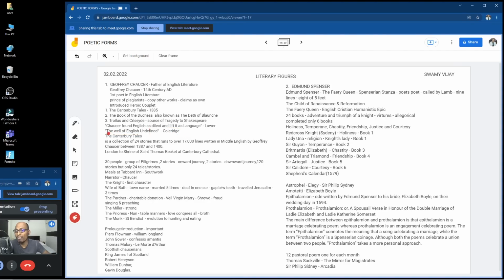Who is this well of English undefined? Geoffrey Chaucer. And then we have the story of Canterbury Tales that was already explained to you. So I'll just read out the information which I have written on the board. The Canterbury Tales is a collection of 24 stories that runs over 17,000 lines, written in Middle English by Geoffrey Chaucer between 1387 and 1400.